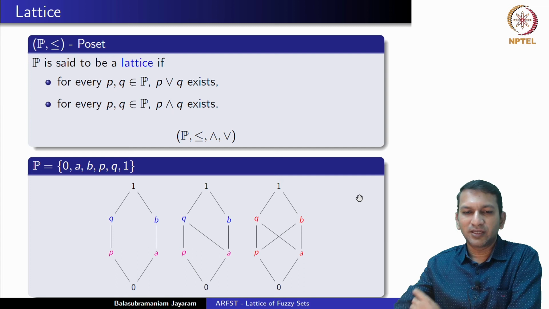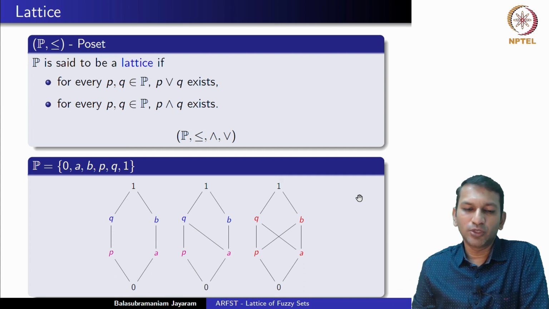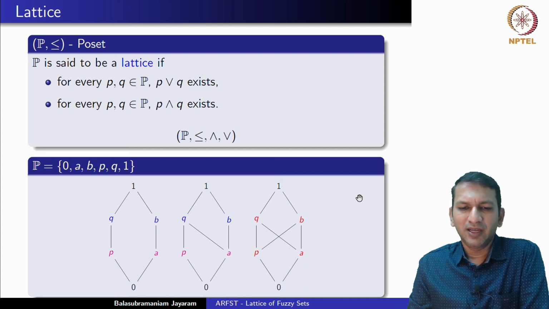Let's look at the posets that we have been discussing so far. It must be clear to us that the first and the second posets turn out to be lattices, because for any pair of elements, you will be able to find the infimum and the supremum. However, the last poset is not a lattice.